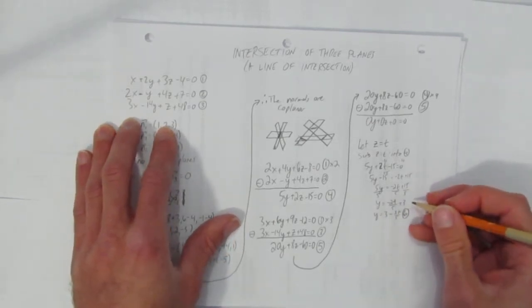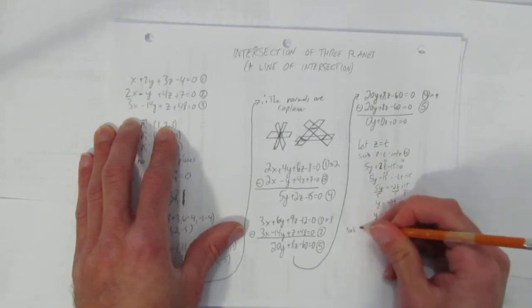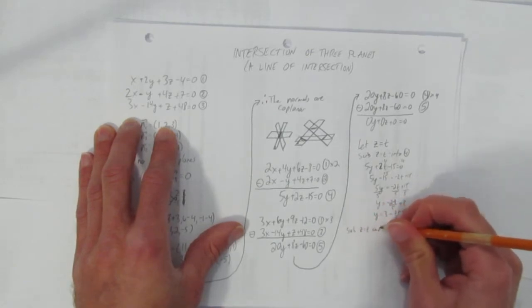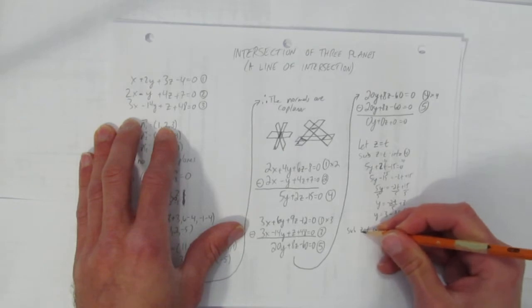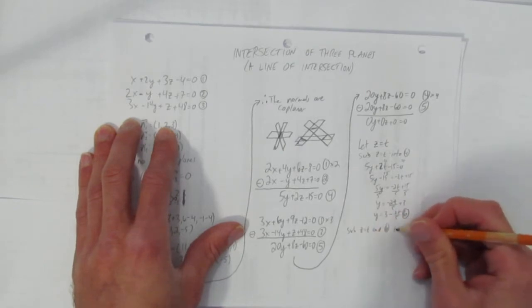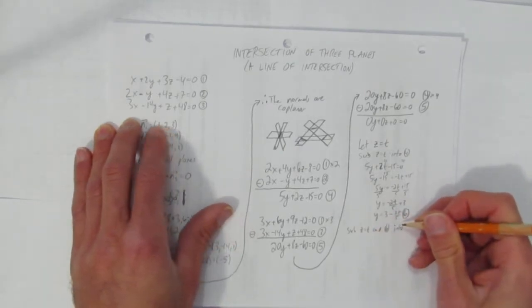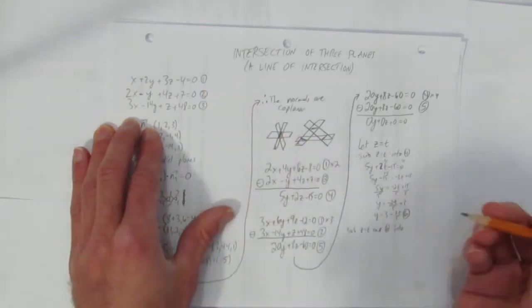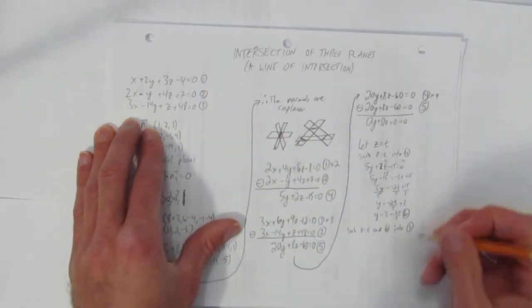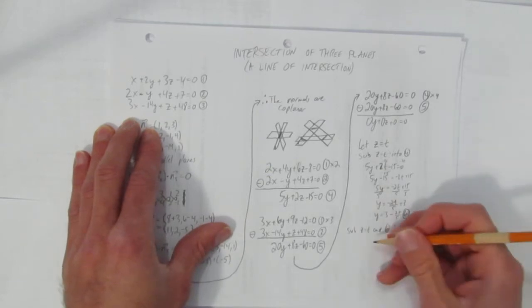And now I want to find out what x is. So I'm going to sub z equals t and result 6, what z is and what y is, into one of my original equations. I would pick equation 1 because the coefficients are smaller. And let's solve for x. Hopefully I have enough room.